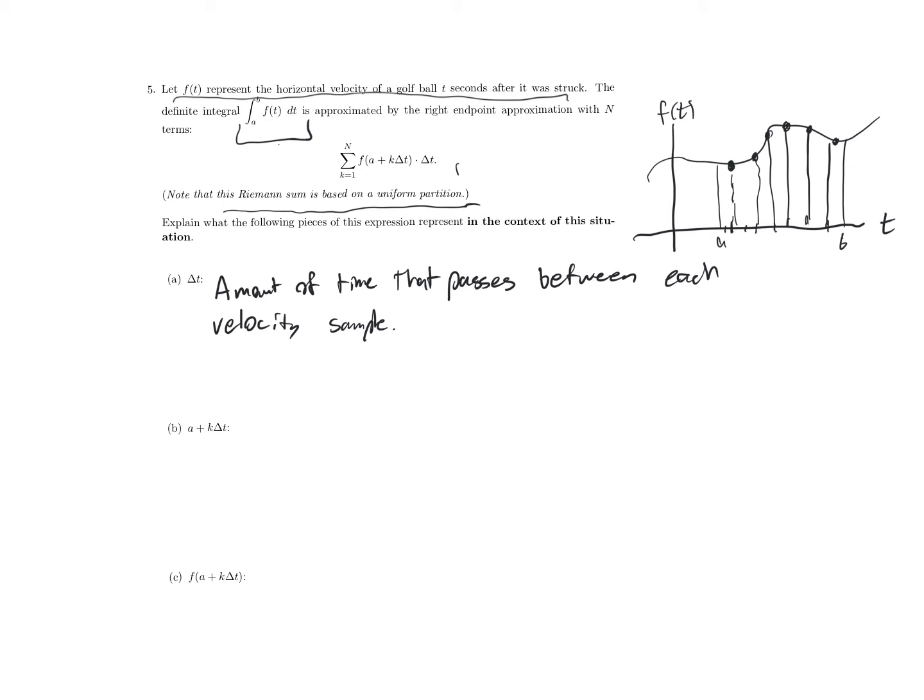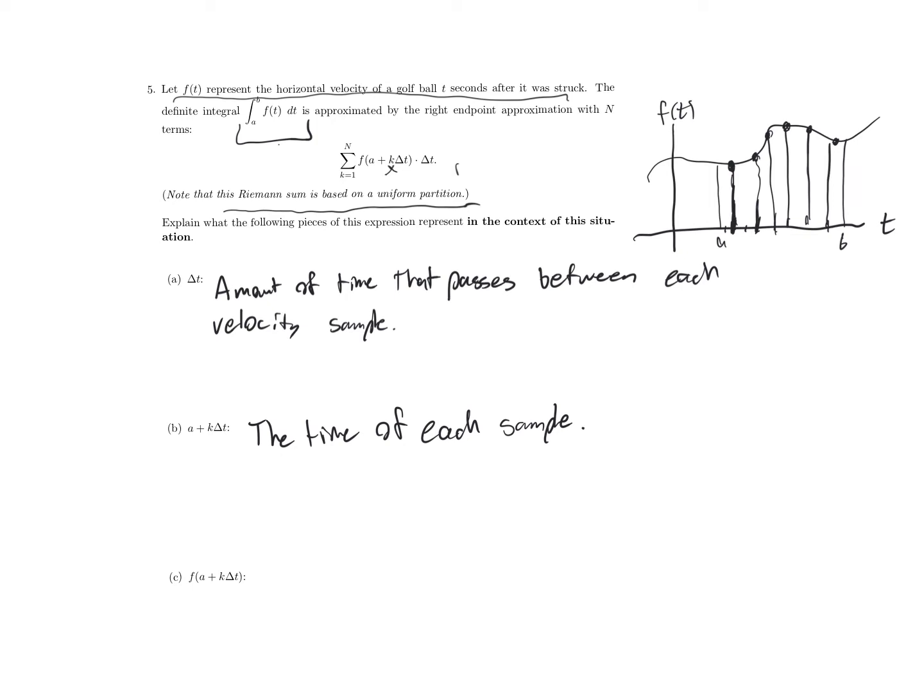What will a plus k delta t represent? Well, k is just a counter, right? The point of it is that at different k's, I get to different times. So what this is, is the time of each sample. I'm using the word sample. You could also use point. That works too.